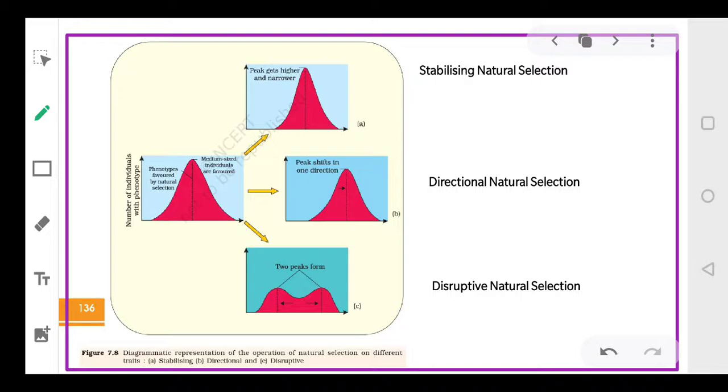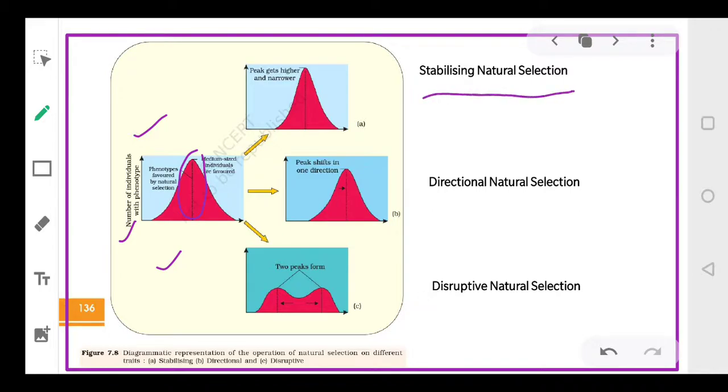Look at the diagram. Suppose we have plotted the number of individuals having a particular phenotype at some point of time. In this graph, the medium characteristics are favored. This is a general normal graph. Suppose we talk about the human population. If we study height, there are a few people who are tallest, and a few who are shortest. The majority of the population falls in medium height, so in any population the medium characteristic is favored.